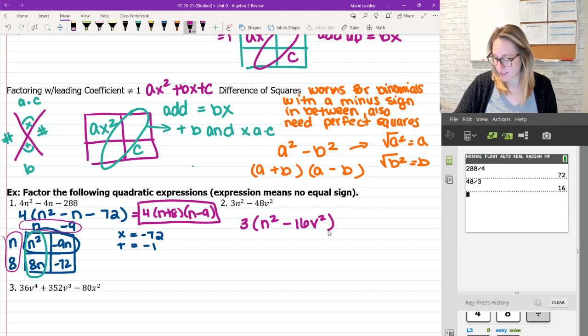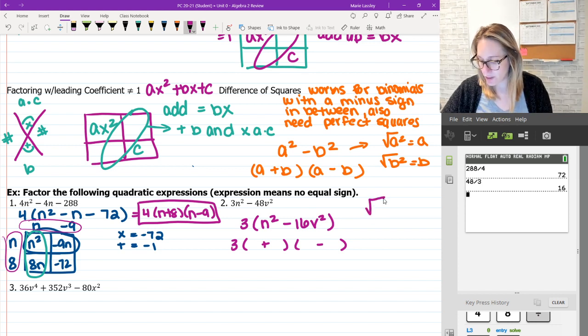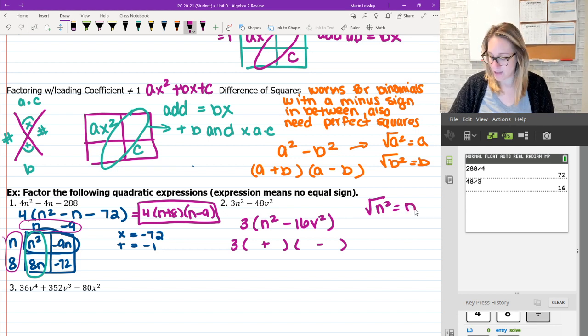Watch how easy this is. The 3 stays out front. Then I'm going to make my 2 parentheses. One gets a plus, one gets a minus. Then I'm just going to square root each piece. First, the square root of n squared is n. That goes in the front.